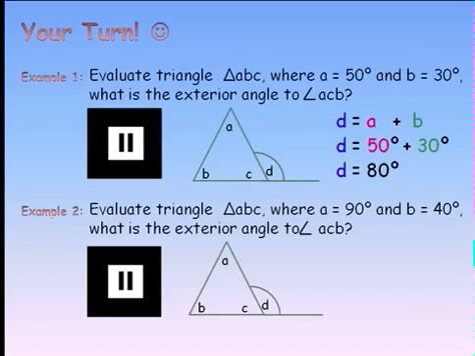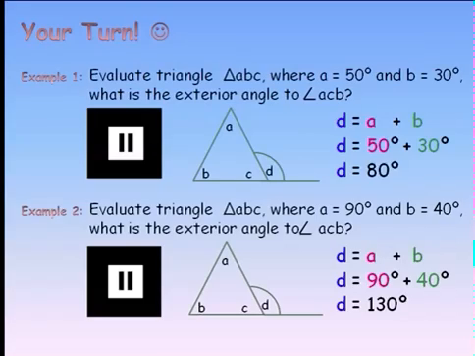What we should have done is draw a triangle. If you didn't do that in the first example, hopefully you managed to do that in the second. And again, we've got our rule, D equals A plus B. And now replacing A with 90 degrees and B with 40 degrees, we get D equals 130 degrees. Hopefully you got those both right. Well done if you did. And hopefully that will now explain exterior angles for you. Take care.